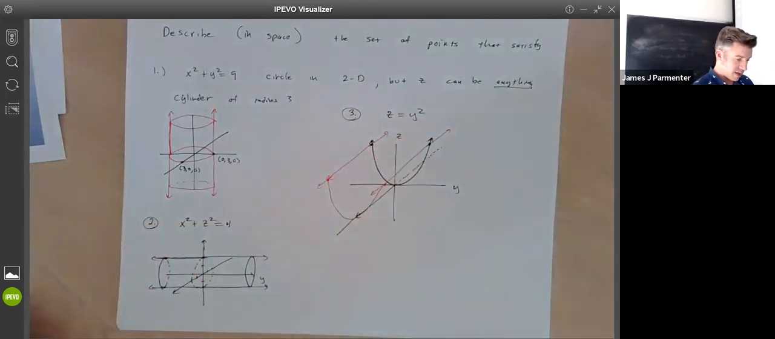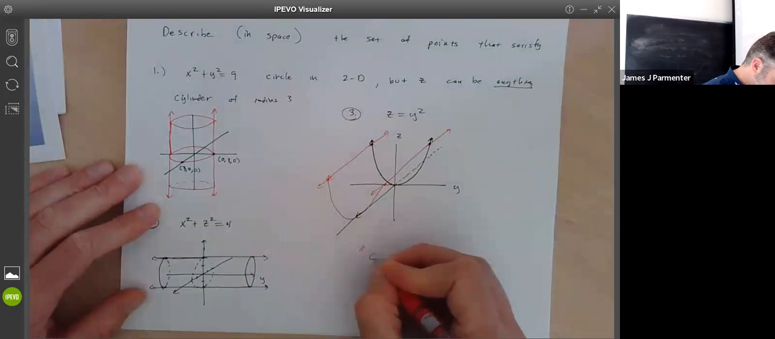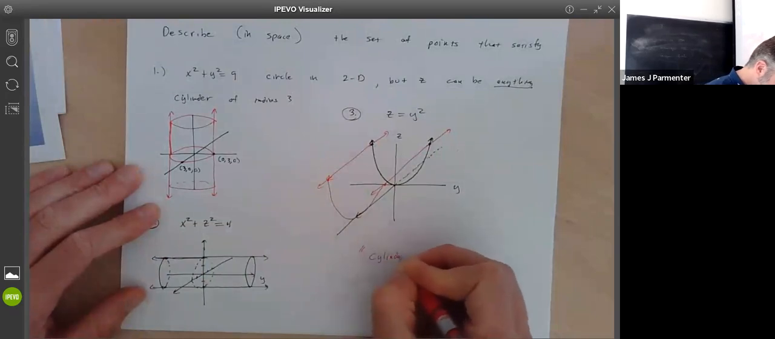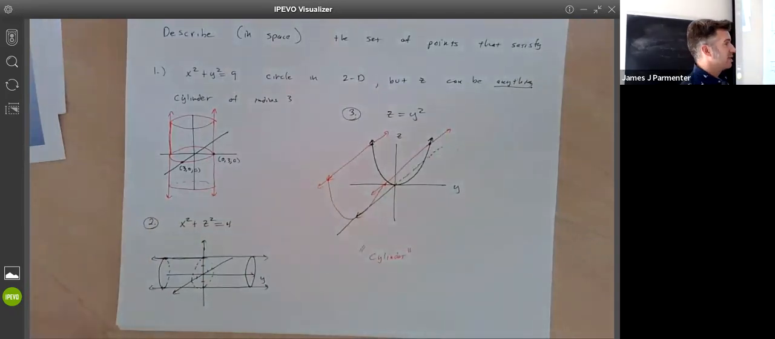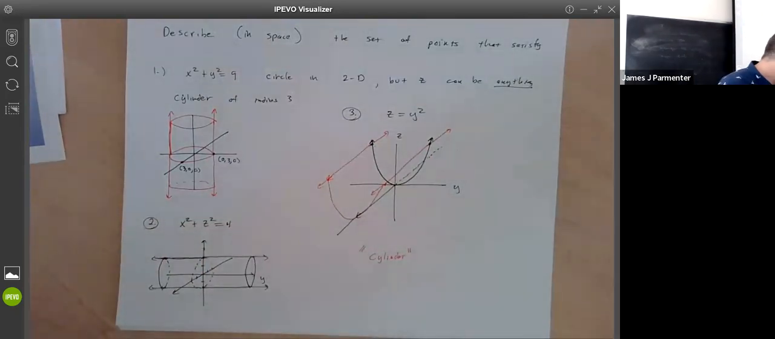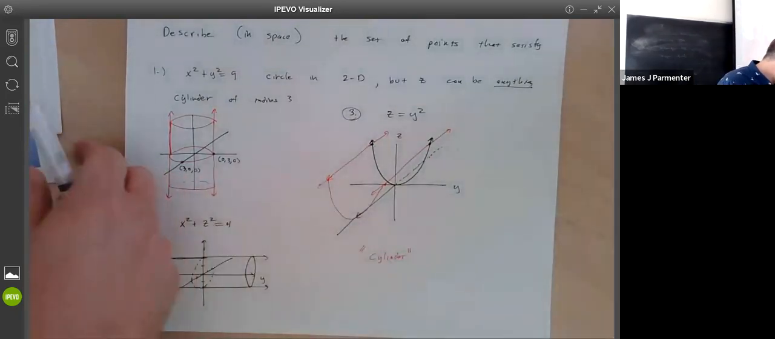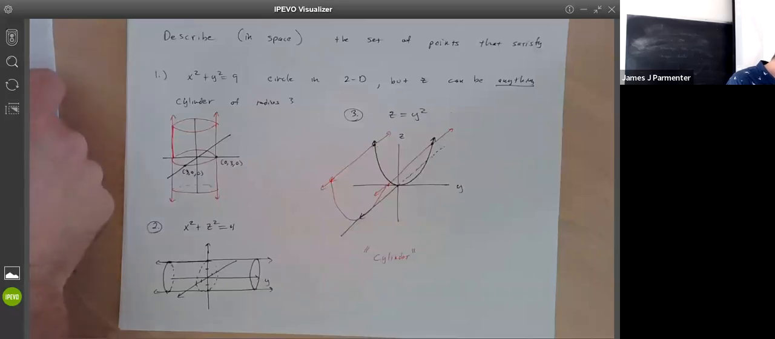But that's also called a quote unquote cylinder. So don't get confused when someone says cylinder. Cylinder can really mean any 2D shape that you have extended in the third dimension. Yeah, there's lots of other things. I think that's good.